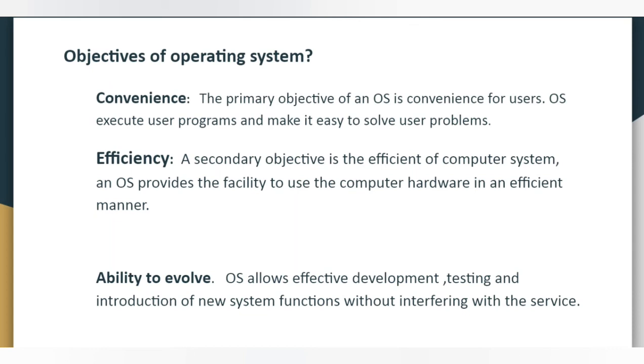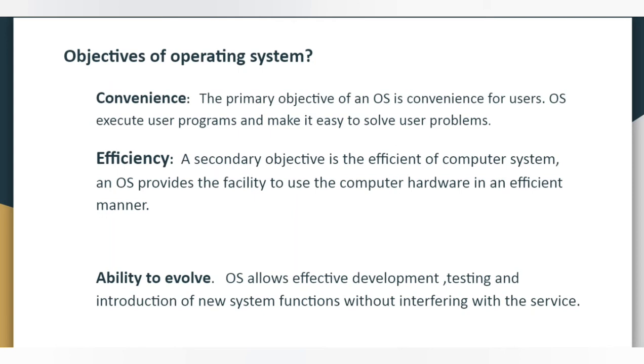Ability to evolve. The OS allows effective development, testing, and introduction of new system functions without interfering with the service. So this is the ability to evolve new services in the computer system. It is done by our operating system.